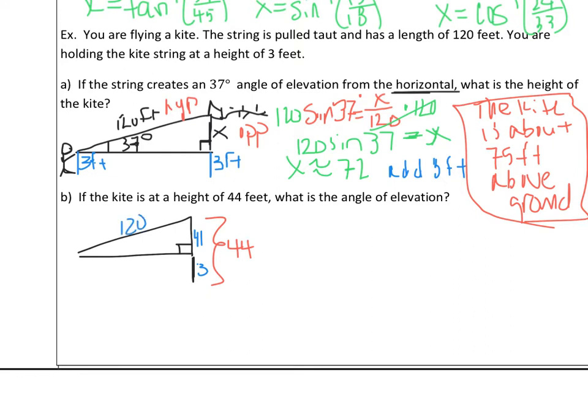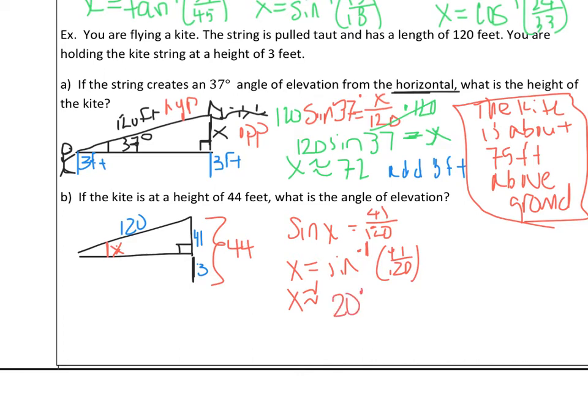I still have a kite string of 120, but this time we're trying to find the angle of elevation. So I'm going to use x in sine of x equals 41 over 120. We'll have to use inverse sine this time to solve for our angle. We undo sine to get x by itself, and that's inverse sine of 41 over 120. I'll type that in my calculator, pushing second and then sine, and I should get about 20 degrees, so the angle of elevation is about 20.